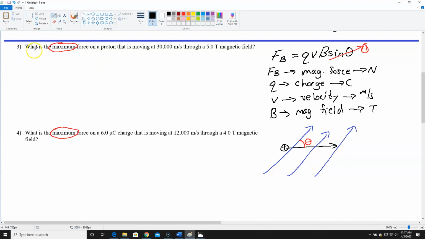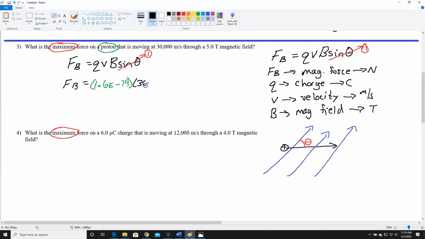So, question 3, what is the maximum force on a proton that is moving at 30,000 meters per second through a 5 Tesla magnetic field? The other piece of information here is the word proton. That's some given information. The maximum force tells us that the sine of theta will be 1, and the proton tells me what my charge will be. So QVB sine theta, the sine of theta is going to be 1 to maximize this. The magnetic force will equal Q. A proton has a charge of 1.6e negative 19.